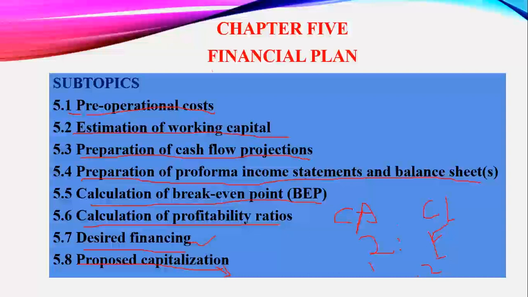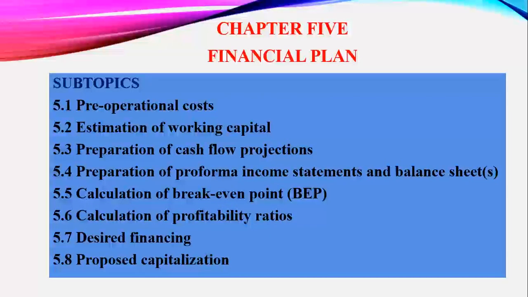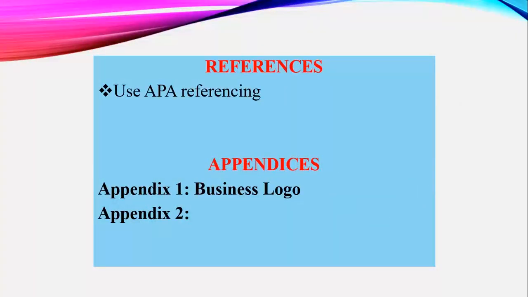So you realize that in this chapter, that is the financial plan, there are more figures and financial statements. So again, you need to read more. You need to research on that so that you're able to come up with good figures on that particular area. So having looked at that, those are the various chapters of a business plan. So it runs from chapter 1 to chapter 5.